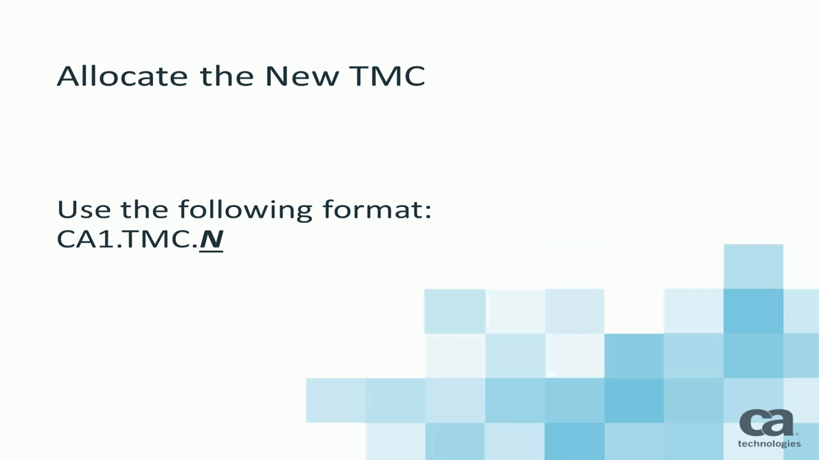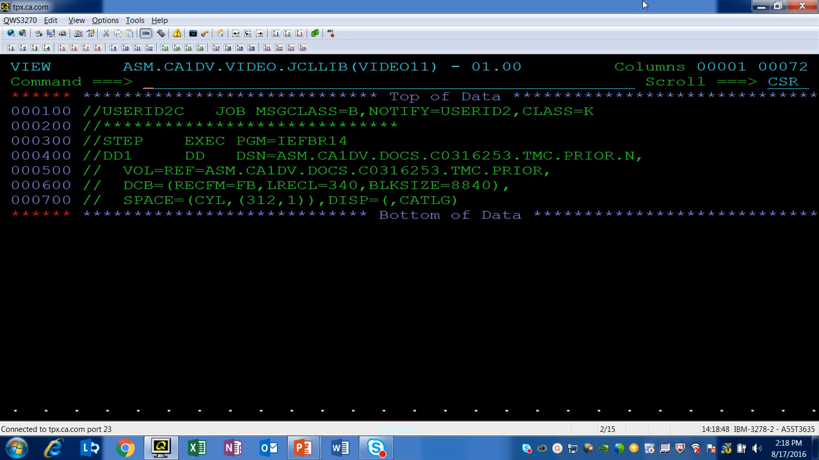Allocate the new TMC. Use the following format. Basically, it's going to be whatever name your TMC is now with a .N added at the end. This is the example of the JCL I used, a simple IEFBR14. The dataset name matches my TMC, and you can see I have a VOL=REF to the same volume. This will put the new TMC on the same volume as my existing TMC. That is not required. You could put it on a new volume if you don't have space. Perfectly fine. For my case, I used the same volume, so I had a VOL=REF back to the original TMC.